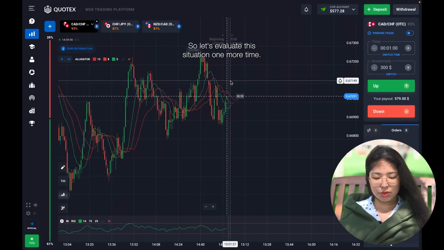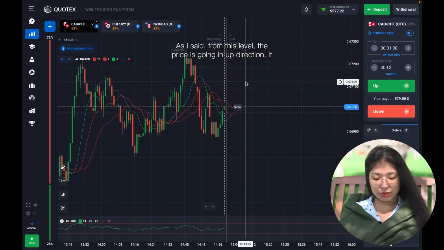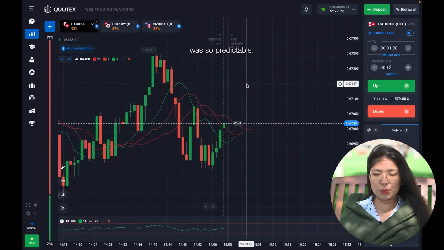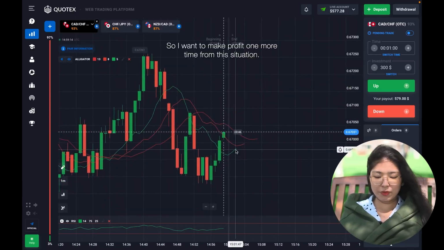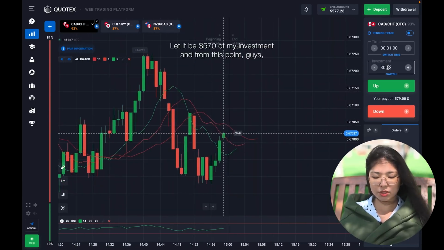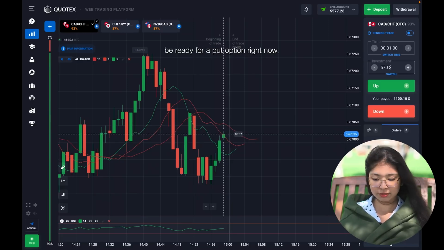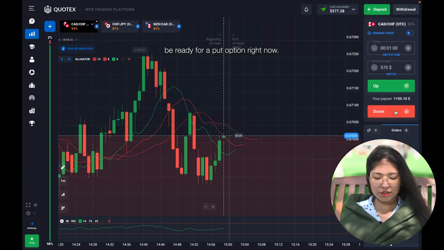So let's evaluate this situation one more time. As I said, from this level the price is going in an upward direction, and it was so predictable. And I want to make profit one more time from this situation, and let it be $570 in my investment. And from this point, guys, be ready for a put option right now.